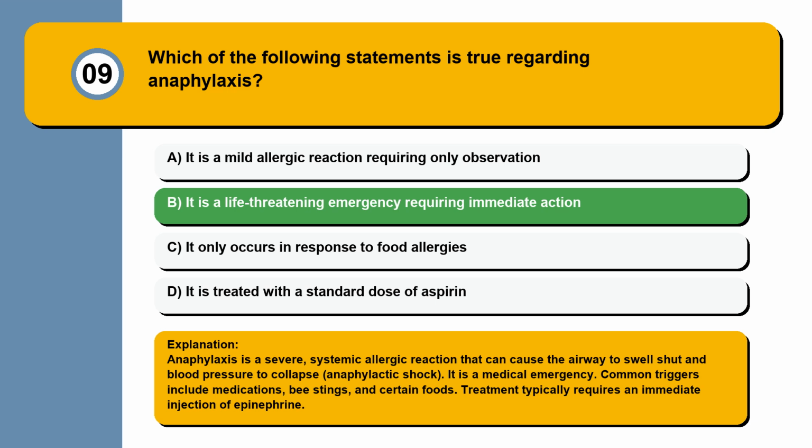Anaphylaxis is a severe, systemic allergic reaction that can cause the airway to swell shut and blood pressure to collapse, anaphylactic shock. It is a medical emergency. Common triggers include medications, bee stings, and certain foods. Treatment typically requires an immediate injection of epinephrine.